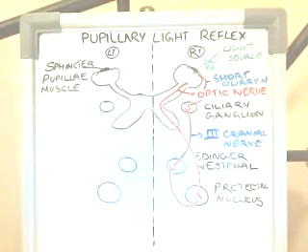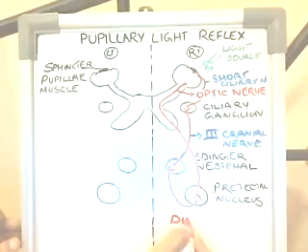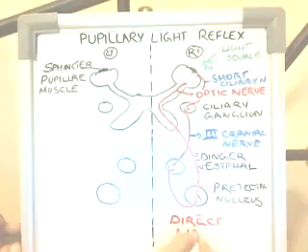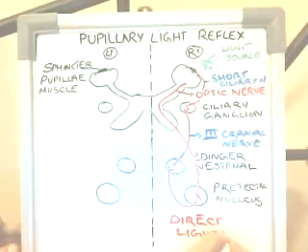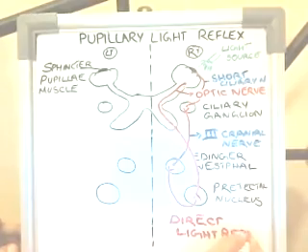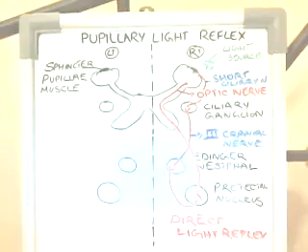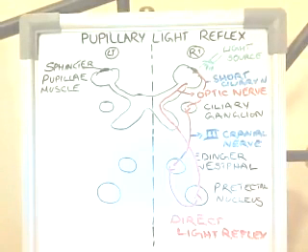This reflex is called the direct light reflex. So in the same eye, you have the direct light reflex, because the light is shown into the right eye, and the right pupil is constricted. Now it is observed that if you shine a light into one eye, the pupil of the other eye also constricts.